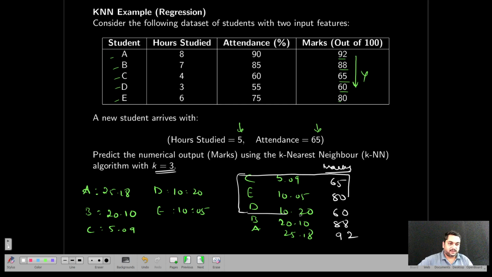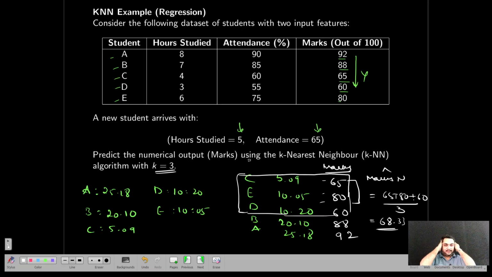In the previous example, we classified because the labels were pass or fail. For regression, you take the average of these three as the marks scored by this new student. The estimate is 65 plus 80 plus 60 divided by 3. So the regression value comes out to be 68.33. This is the answer. This is how you can apply KNN for regression as well as classification. Most of the time, for real-world data sets, it is applied for classification.